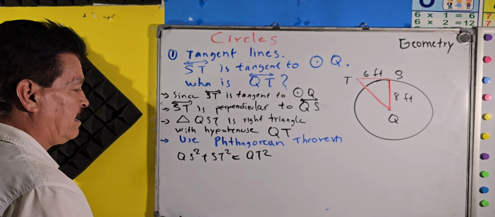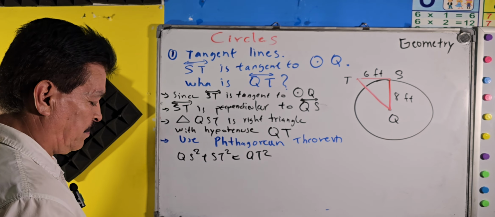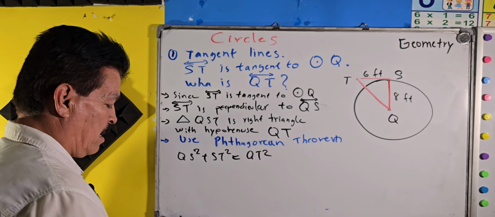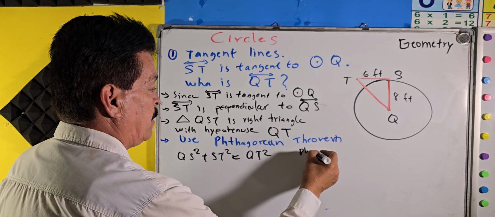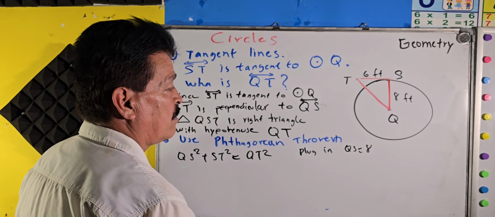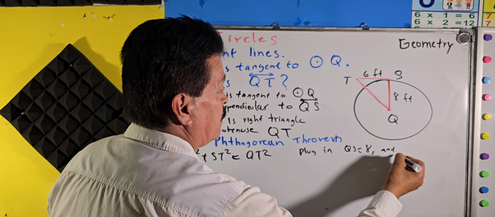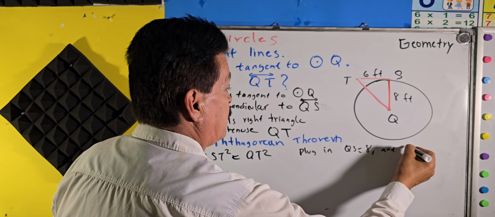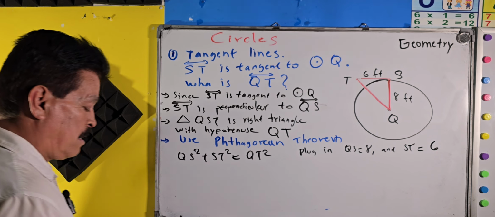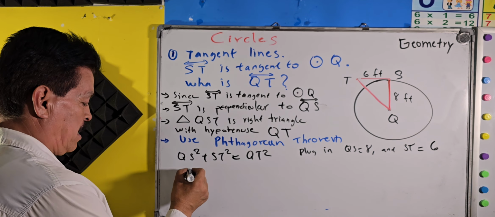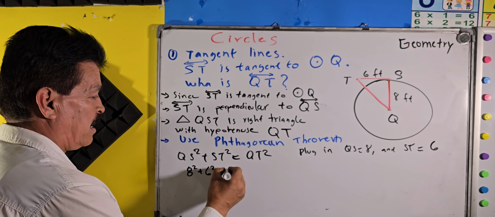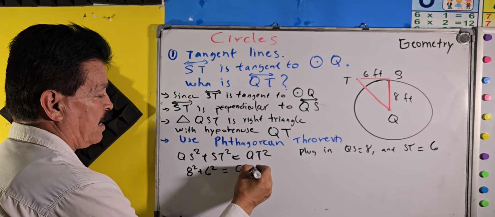Just plug in or substitute the values. QS equals 8 and ST equals 6. So 8 to the second power plus 6 to the second power equals QT to the second power.